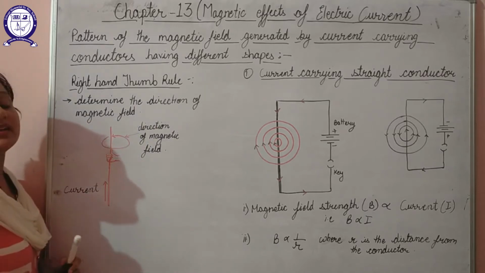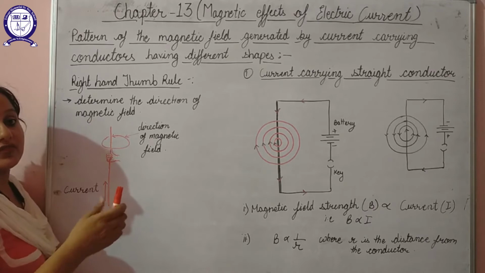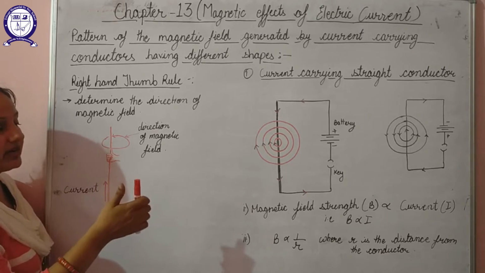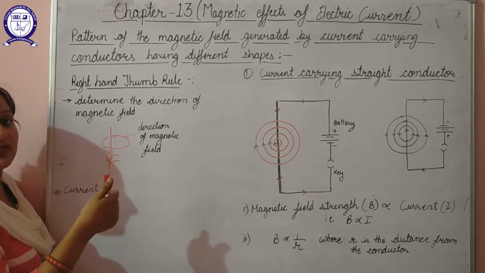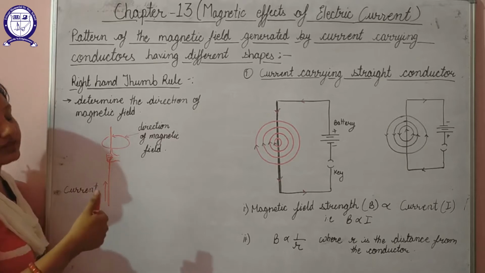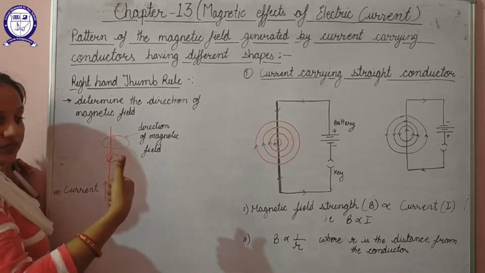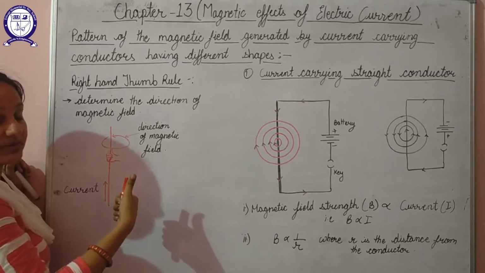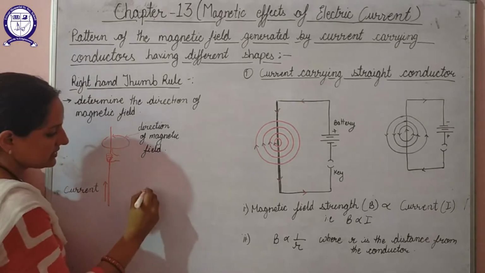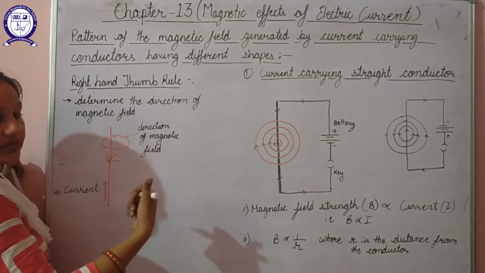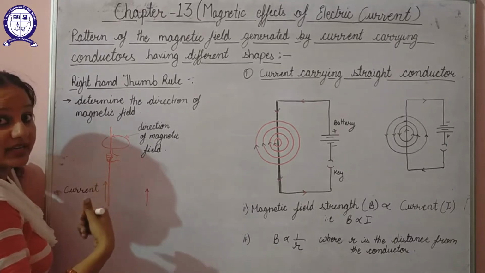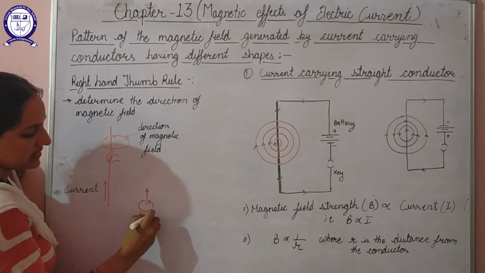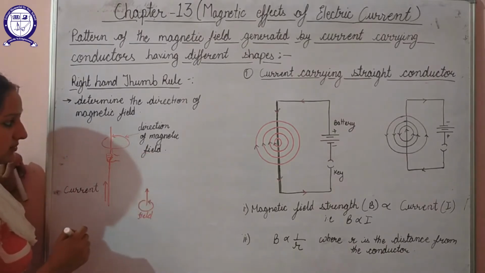This rule states that imagine you are holding a wire in your hand such that the thumb is pointing in the direction of electric current, then the curl of your fingers will give you the direction of magnetic field. That means according to this rule, if you are holding a wire like this, with the thumb pointing in the direction of electric current, when the direction of current is upwards, the curl of the fingers is in the anti-clockwise direction. That means the direction of magnetic field here will be anti-clockwise.